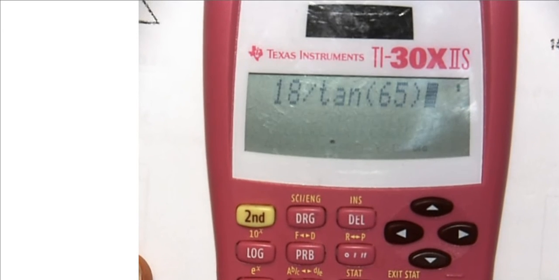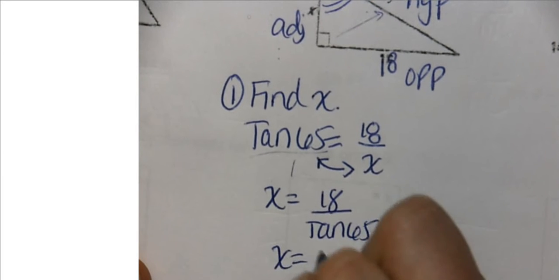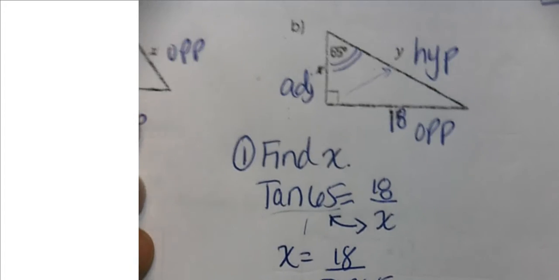And when you do that, you end up with 8.4. So down here in the box, I'm going to put 8.4. And now I'm going to go on to step 2, which is to find y.